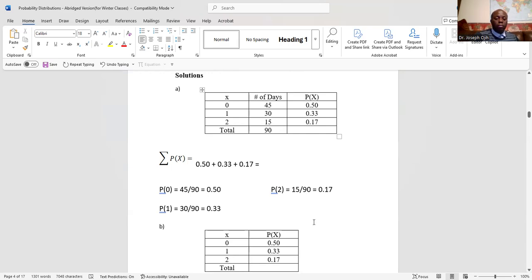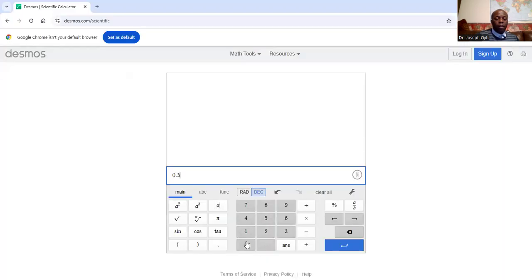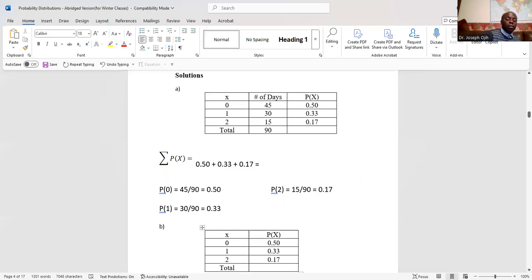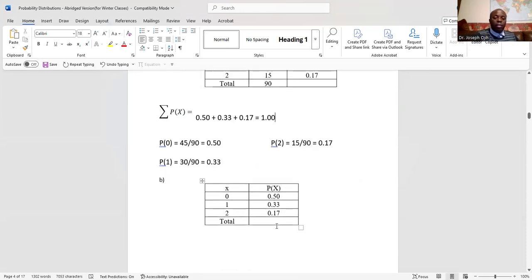Let's add it on the calculator. 0.5 plus 0.33 plus 0.17 equals 1. So it satisfies the first requirement. If it's less than 1, then it is not a probability distribution. So that's the first requirement.